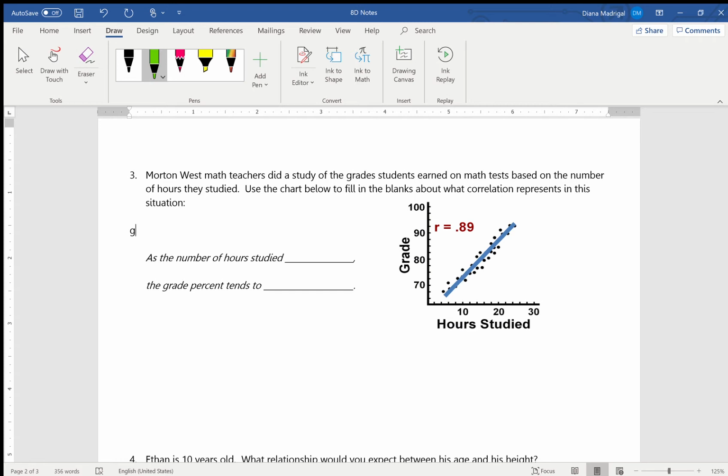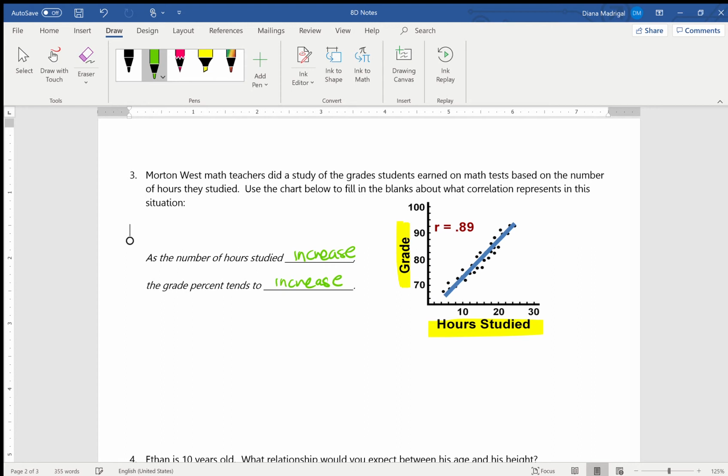If something increases, does the other one increase or decrease? Does it stay the same? So that's what we're filling in the blanks here. As the number of hours studied, well, the hours studied are your x values, the grades are your y values, and we have a positive correlation. That means both of them are increasing, so as the number of hours studied increases, the grade percentage tends to increase.